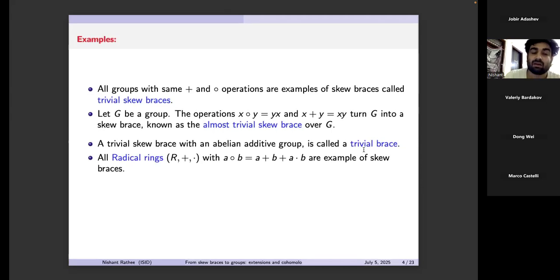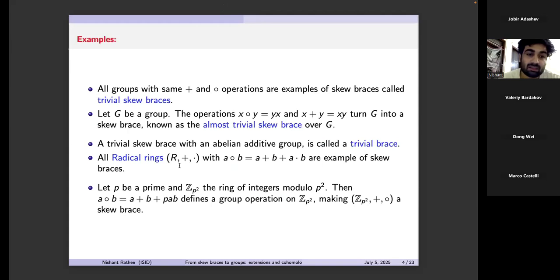So, radical rings. A radical ring is a ring such that the Jacobson radical, which is the intersection of all maximal ideals, is equal to the full ring. Then over a radical ring, if you define the circle operation to be a circle b is equal to a b plus a dot b, then it is an example of a skew brace with plus operation being the plus operation of the ring. Okay.